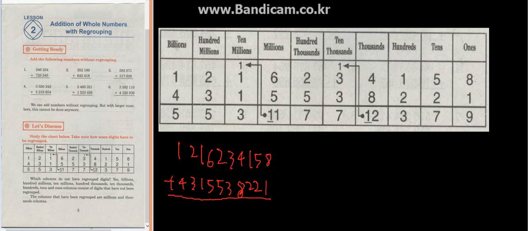Like, 8 plus 1 is 9. This is easy. And 5 plus 2 is 7. And 1 plus 2 plus 3 is 3. And 4 plus 8 is 12. And there's one rule: in each column there should be only one digit number. The number should not be in tens or hundreds. It should be one digit. So in this case, it becomes 12.